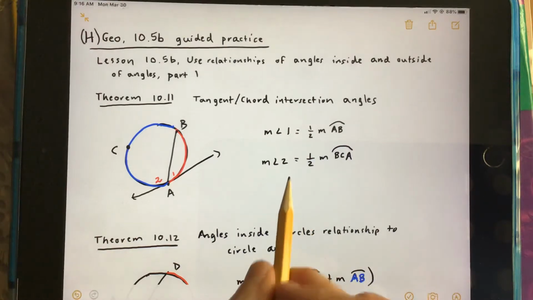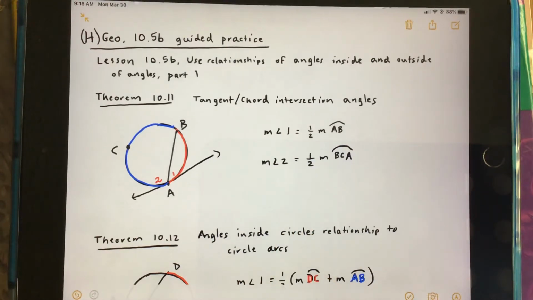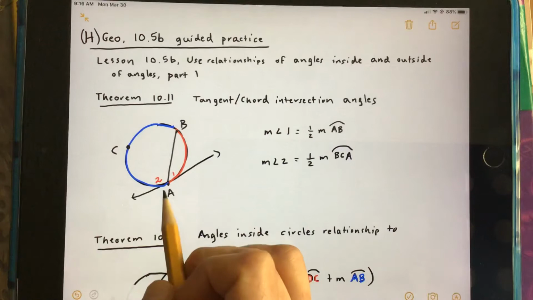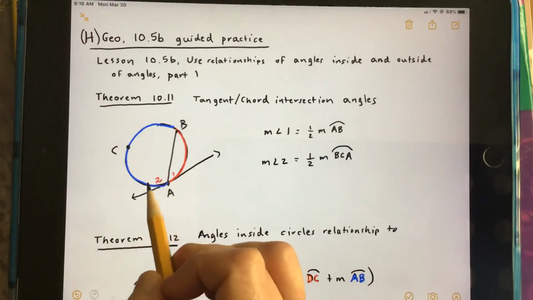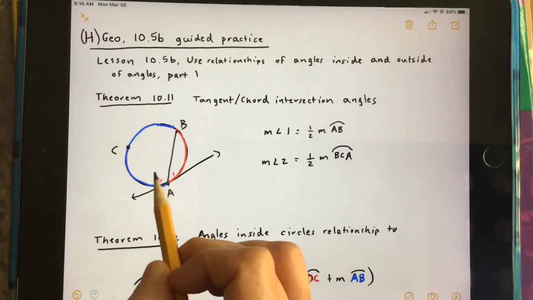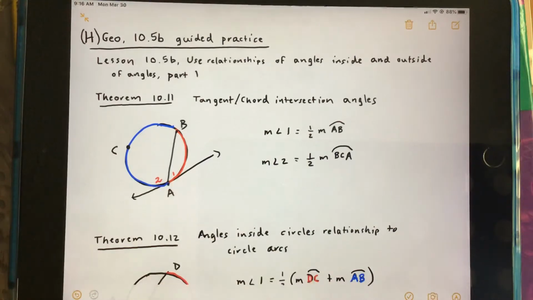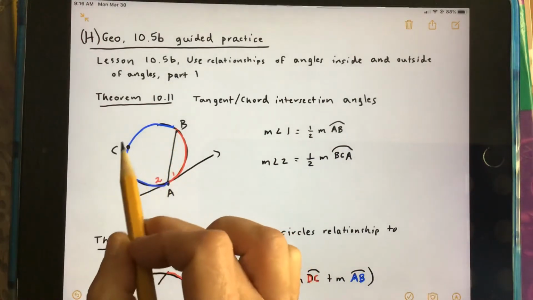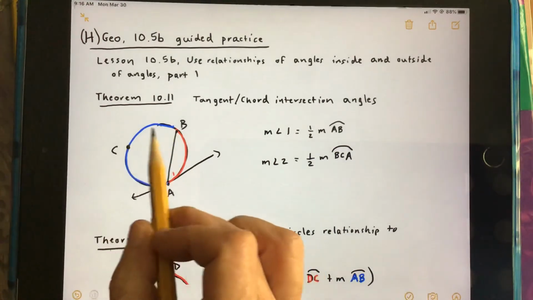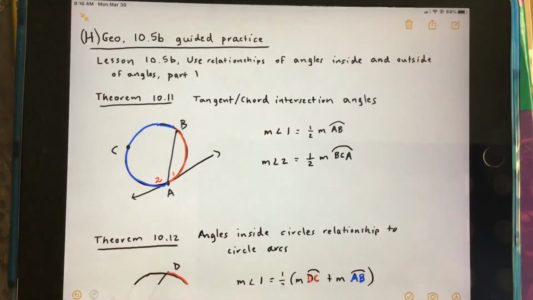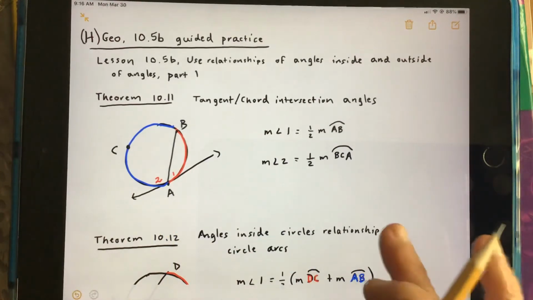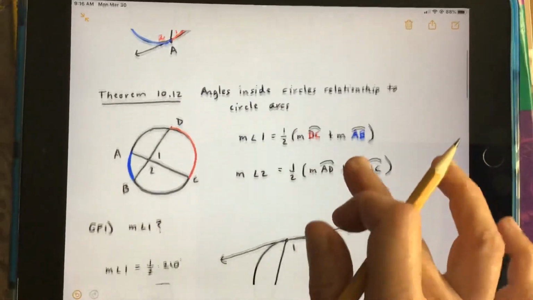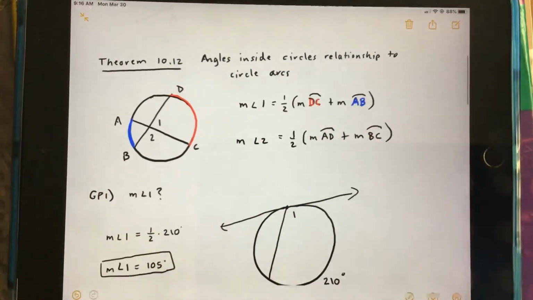For the measurement of angle 2, similarly, the angle formed by this chord AB and this tangent line, from the tangent line up to the chord, will measure exactly half of the measurement of its related intercepted arc. So for arc BCA, whatever its measurement is, if you take half of that, you'll have the measurement for angle 2.